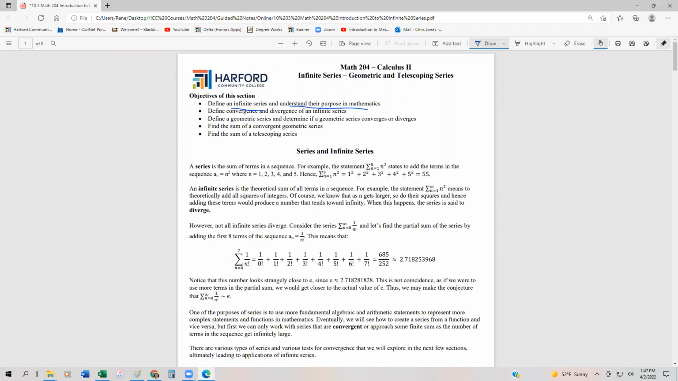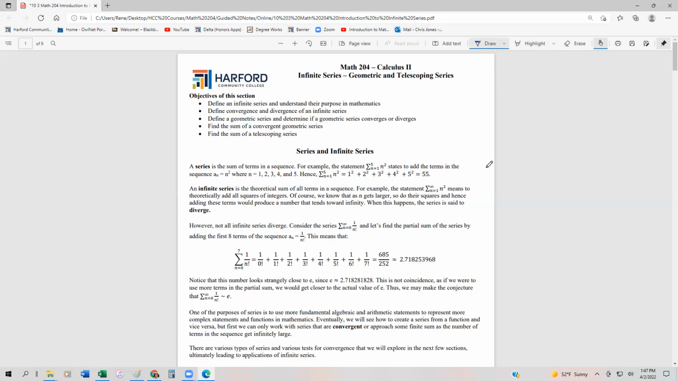So we're going to first define what an infinite series is, and we're going to understand why we use them in mathematics. We're going to define convergence and divergence, and then we're going to take a look at two different types of series. We're going to take a look at geometric series, and we're going to take a look at these things called telescoping series. All right, so those are the big ideas that we're going to look at in this section.